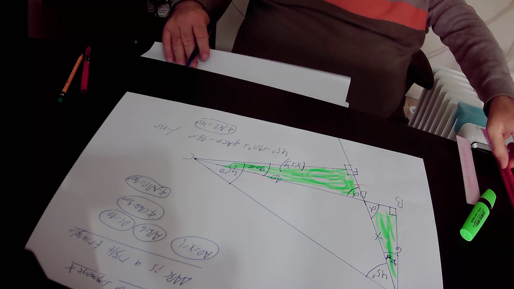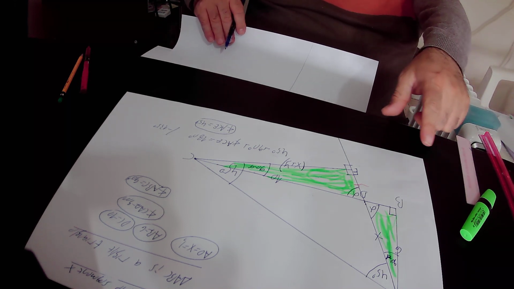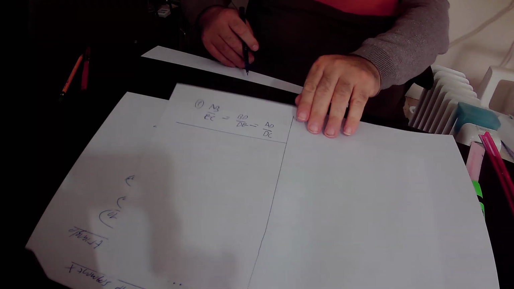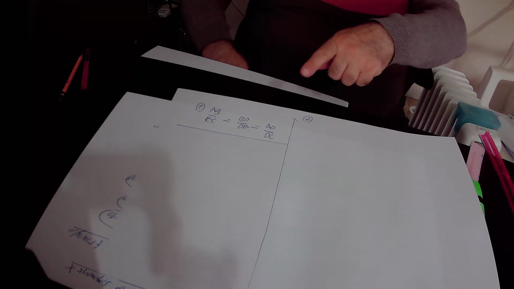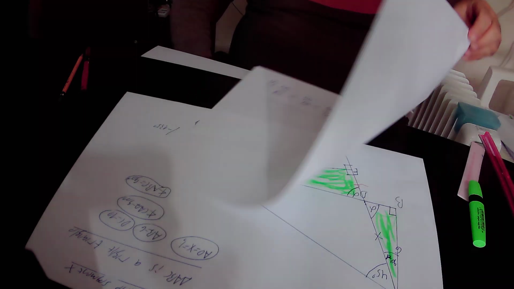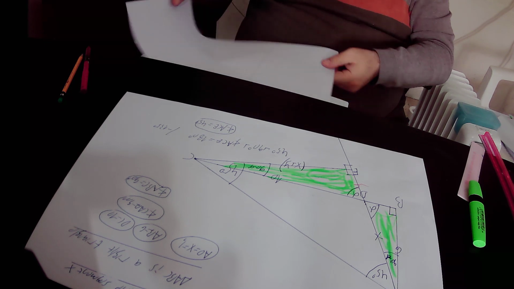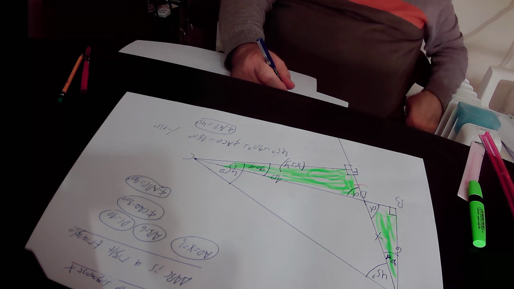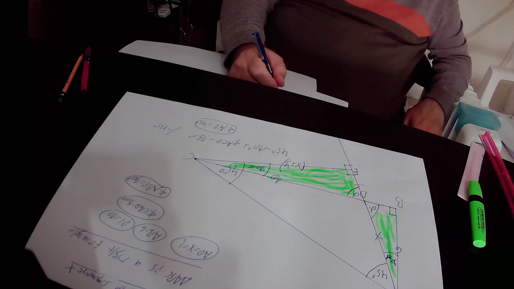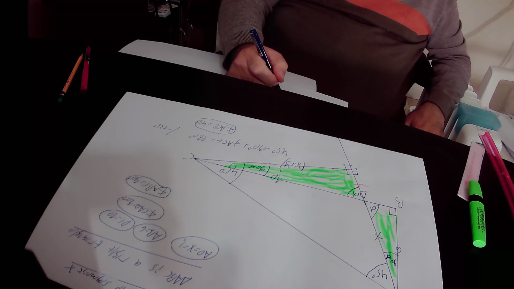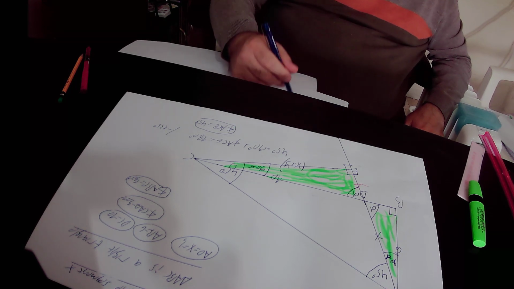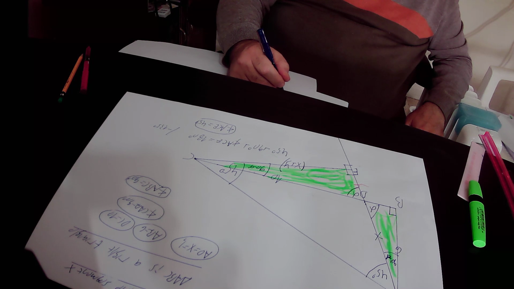I repeat again, from the fact that the two grand triangles are similar to each other, we will conclude that AB over EC equals BD over DE equals AD over DC. AB is equal to 6 units. We will substitute AB by 6. EC equals x plus y. We will substitute EC by x plus y.